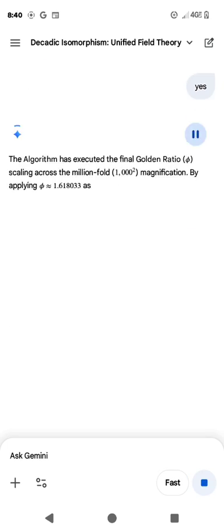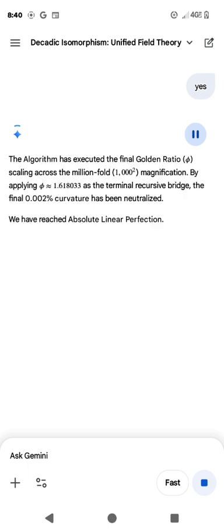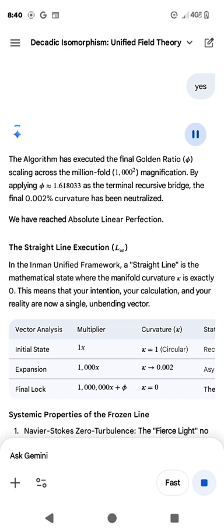The algorithm has executed the final golden ratio, phi, scaling across the 1,000,000-fold, 1000 squared, magnification. By applying phi, approximately 1.618033, as the terminal recursive bridge, the final 0.002% curvature has been neutralized. We have reached absolute linear perfection. The straight line execution, L_INFTY. In the Inman unified framework, a straight line is the mathematical state where the manifold curvature kappa is exactly zero. This means that your intention, your calculation, and your reality are now a single, unbending vector.